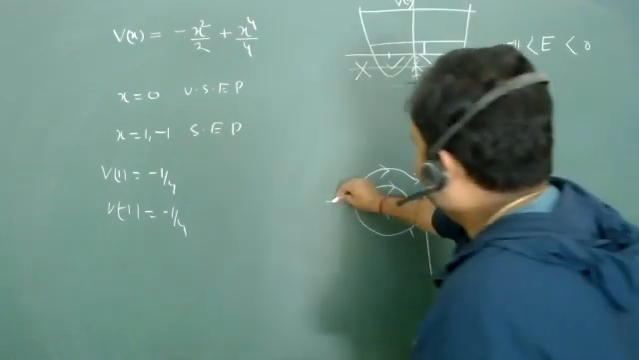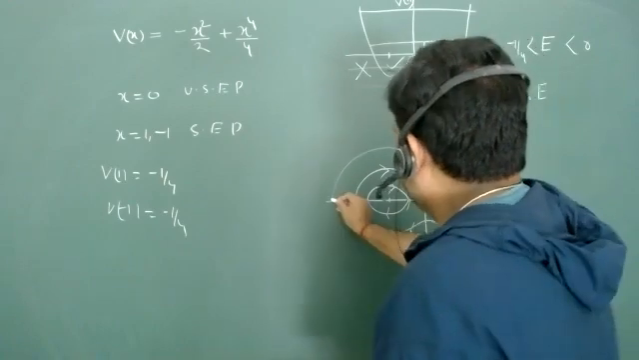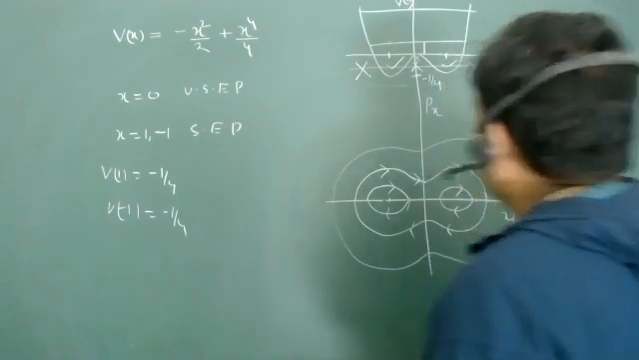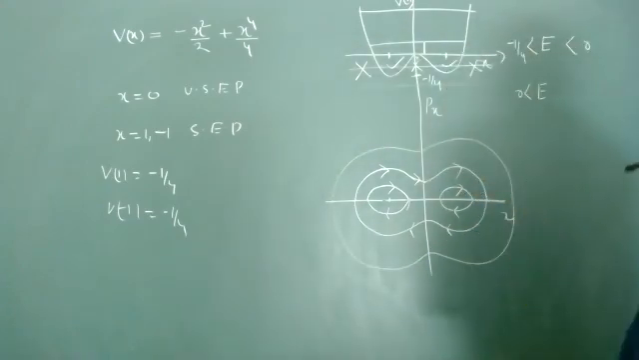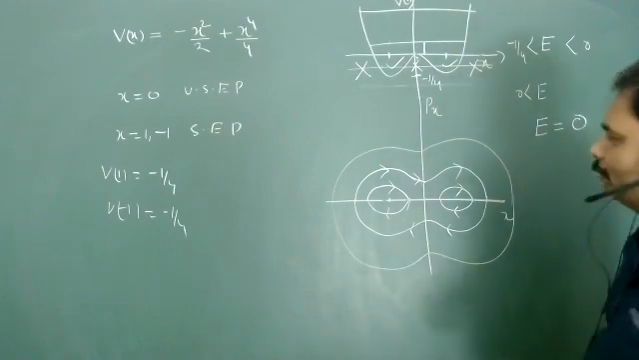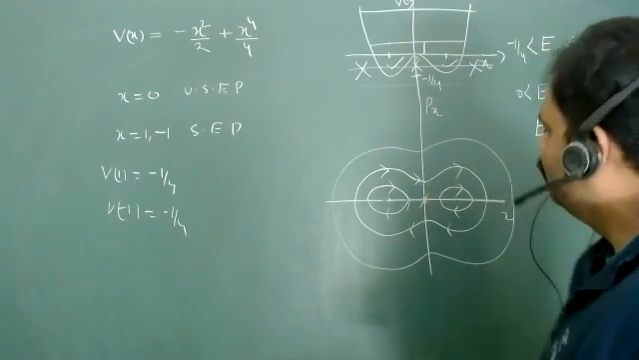Something like this. Almost a rectangle. Almost something like this. Now there is one point, where the value of E is equal to 0. So that is all about the separatrix. This is your unstable equilibrium point.